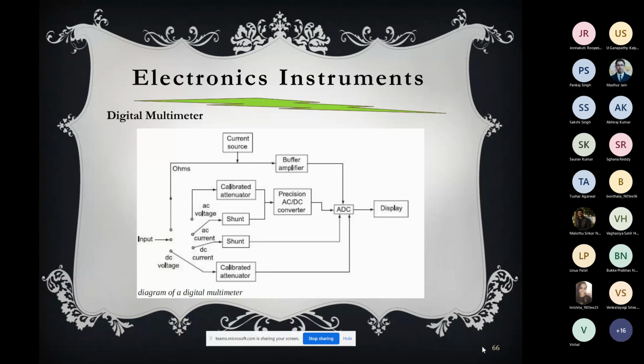Now you see in digital multimeters, there is some input. On the left hand side, you can see there is a point where it is written input, and there is a current source, you see.